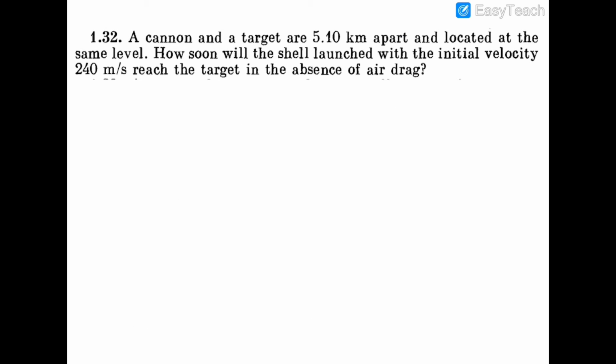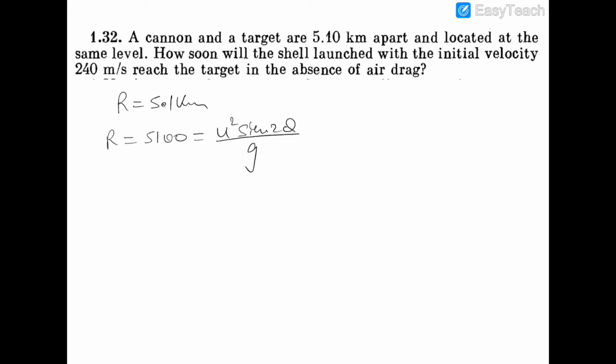In this question you can see that there is a cannon which is fired on a target, and the target is at a distance of 5.1 kilometers from the cannon. Now they are at the same level, and we have to find out how soon the bullet would strike the target. We know that the range is 5.1 kilometers, so the range is 5100 meters, and this range is equal to u square sine 2 theta by g.